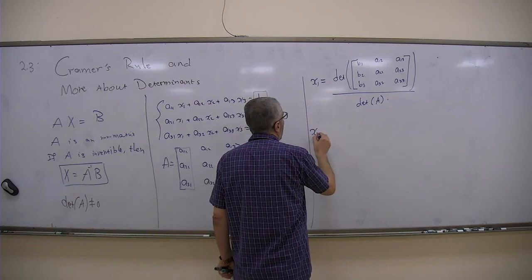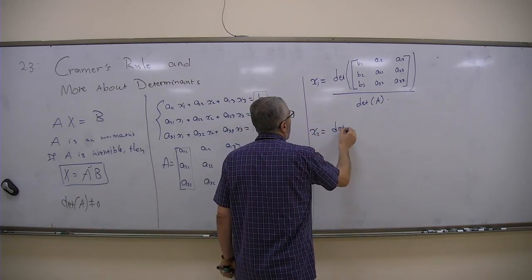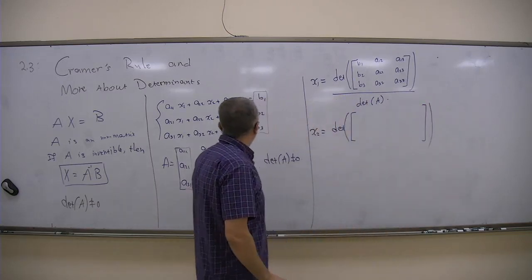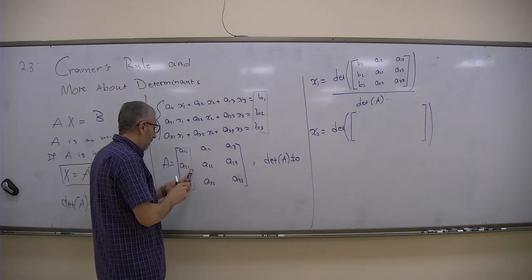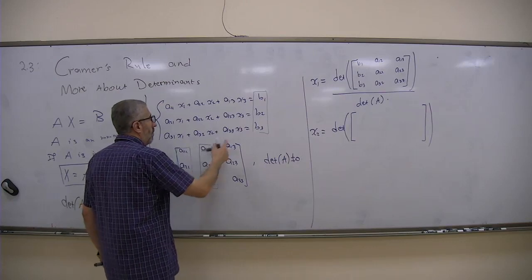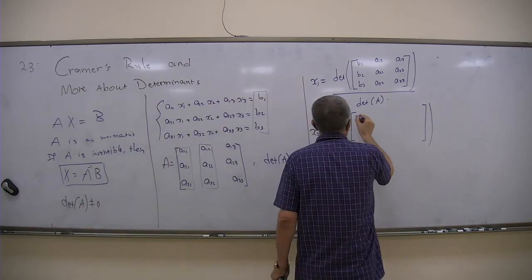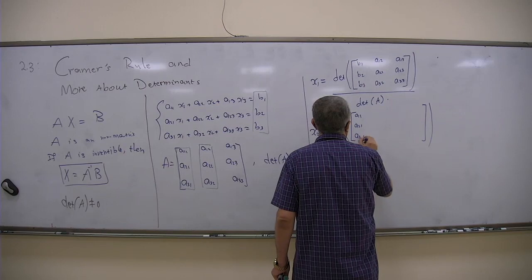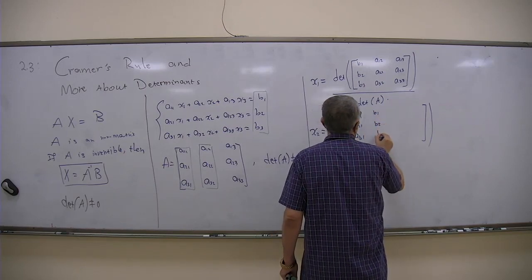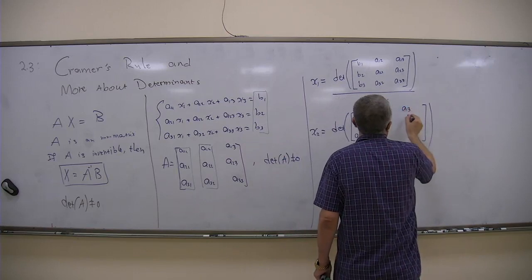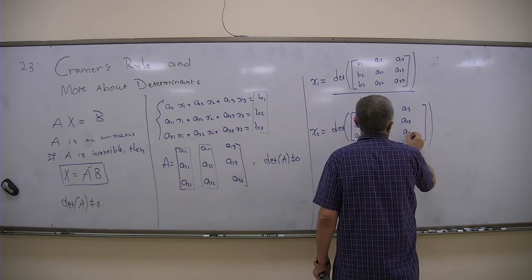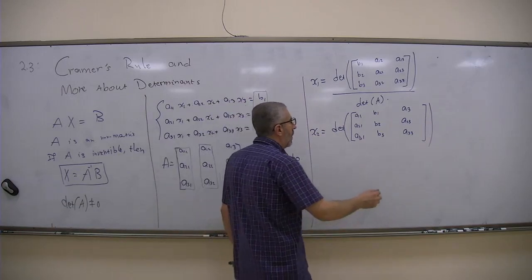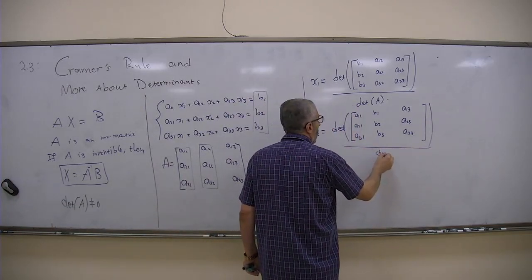x2 is the determinant, now you can guess what we do. We replace the second column by this column. So here A11, A21, A31, here B1, B2, B3, and here A13, A23, A33, divided by determinant of A.